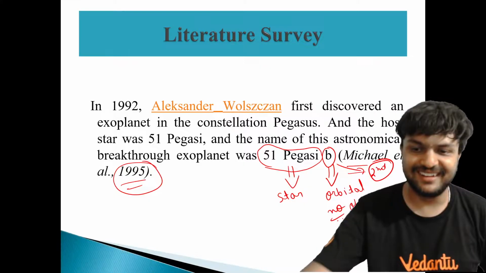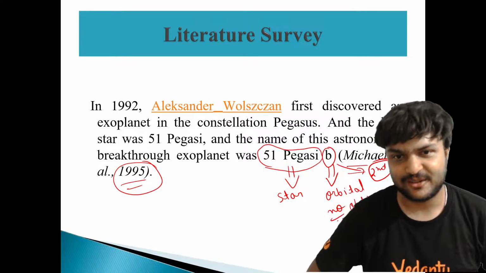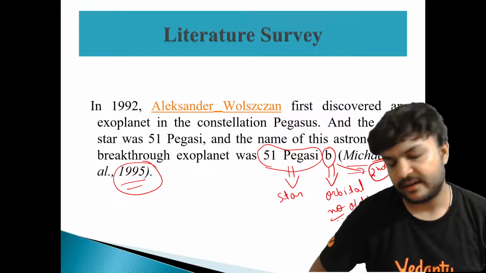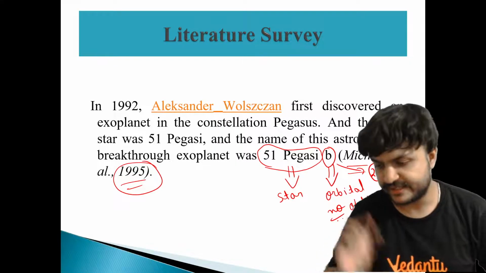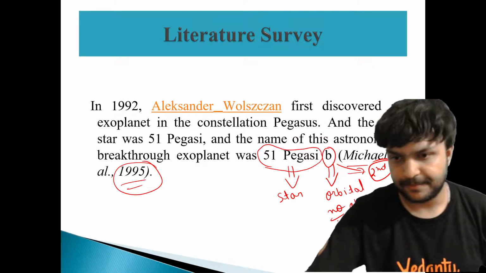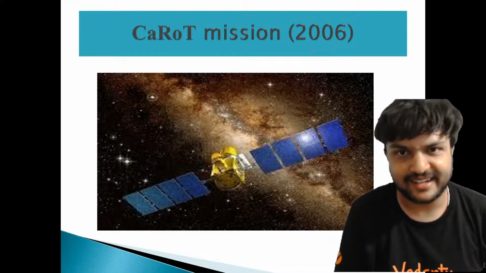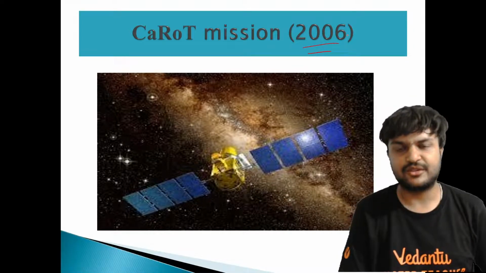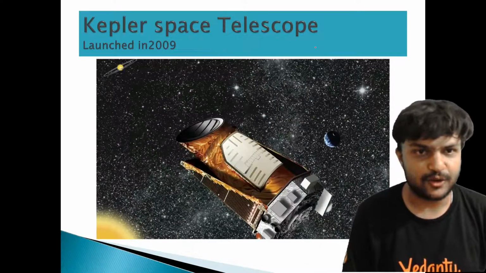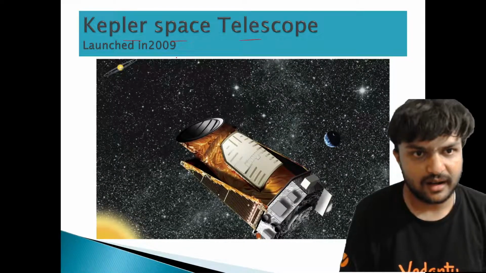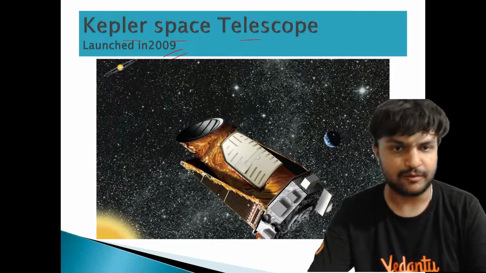Alexander Wolszczan was the one who discovered the first exoplanet in the constellation of Pegasus, but even though he detected that, the first measurement and first scientific proof of existence came from Michael et al. in 1995. And once they discovered it, people wanted to study that. So space missions started. The CoRoT mission in 2006 was the first mission, by the French and the European Space Agency, which started this. Then it was followed by the very famous Kepler Space Telescope in 2009 by NASA. And now recently we have the James Webb Space Telescope, which is studying our exoplanets.